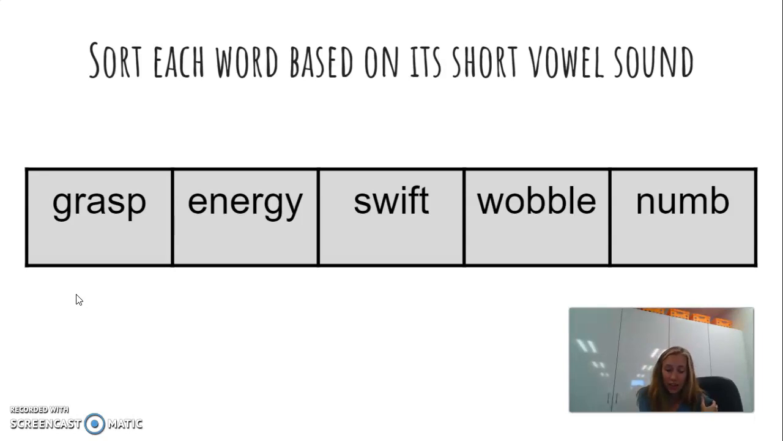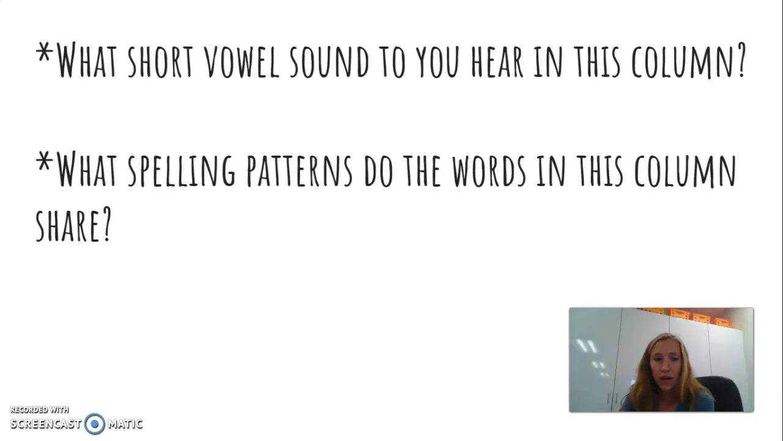You are going to continue to do this with the remaining number of your cards. After sorting, you are going to talk through that with a partner. If you're at home, you can have a parent check, or you can just look at it yourself and then ask yourselves these questions. What short vowel sound do you hear in the column? And what spelling patterns are there that are shared in this column? So pause the video, move all your cards under the correct spots, and then ask yourself these 2 questions. Go ahead and pause it.